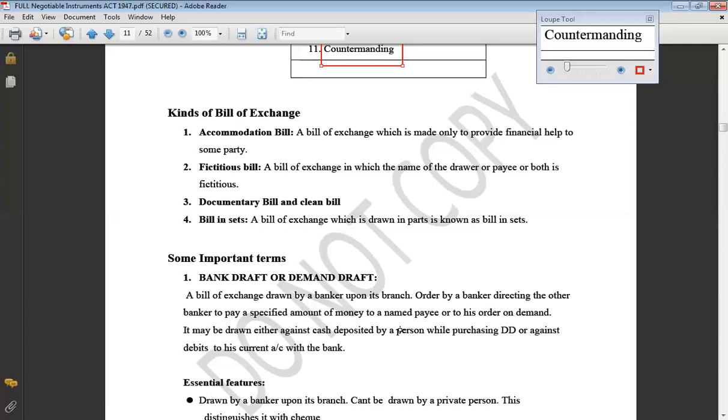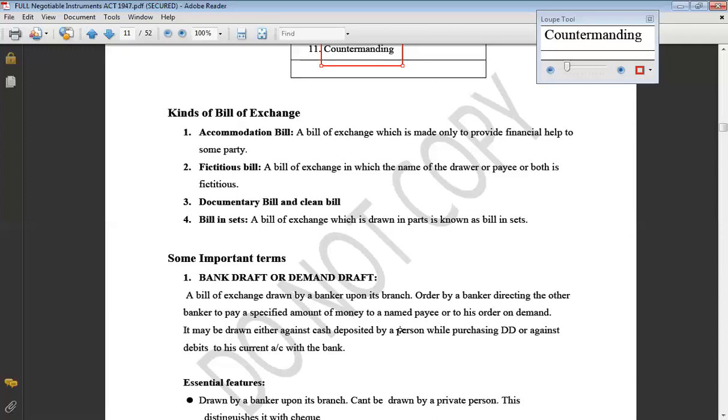Fourth is bill in sets. I just explained to you that a bill can be drawn in sets. Promissory notes are never drawn in sets. So what is a bill in set? It happens in foreign trade that the goods are to come from far off places. Then you also send your bill of exchange, and you may fear that it might get lost because it has to come from a far off place, and maybe some handling issues are there and you do not get that bill of exchange on time.